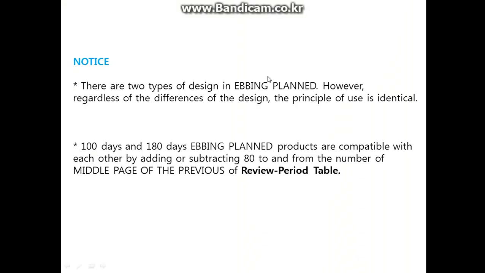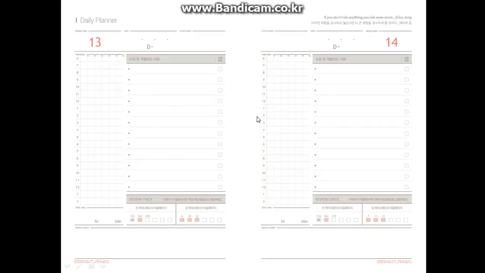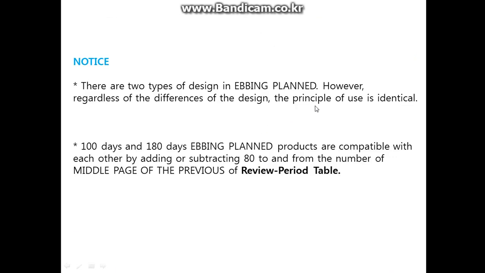Before I finish this video, I'd like to notify you of two things. The first is there are two types of design in EBBING Plan. This is another design of EBBING Plan. However, regardless of differences of design, the principle of use is identical. And the second is that 100 days and 180 days EBBING Plan products are compatible with each other by adding or subtracting 80 from the number of the middle page of the previous review period table.